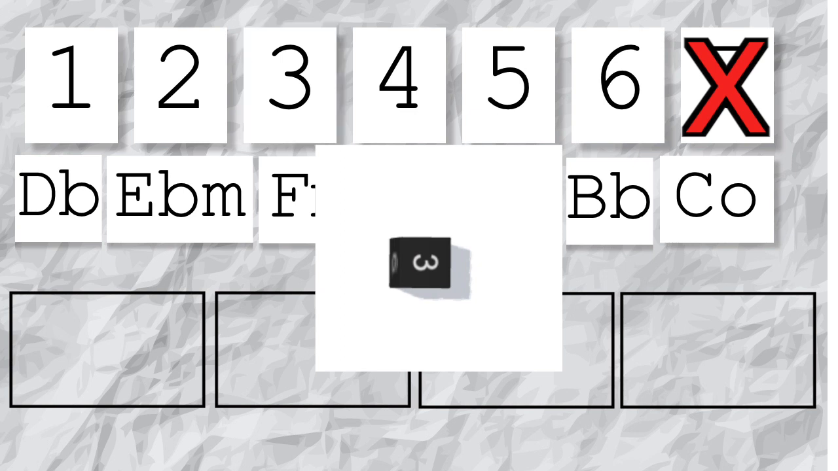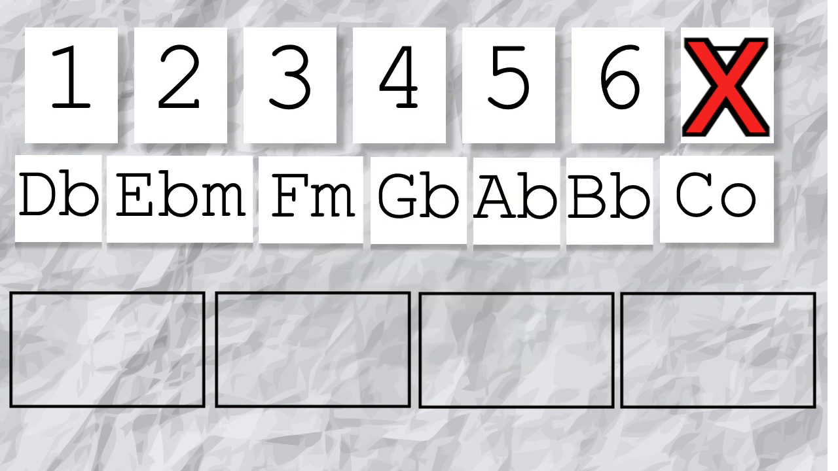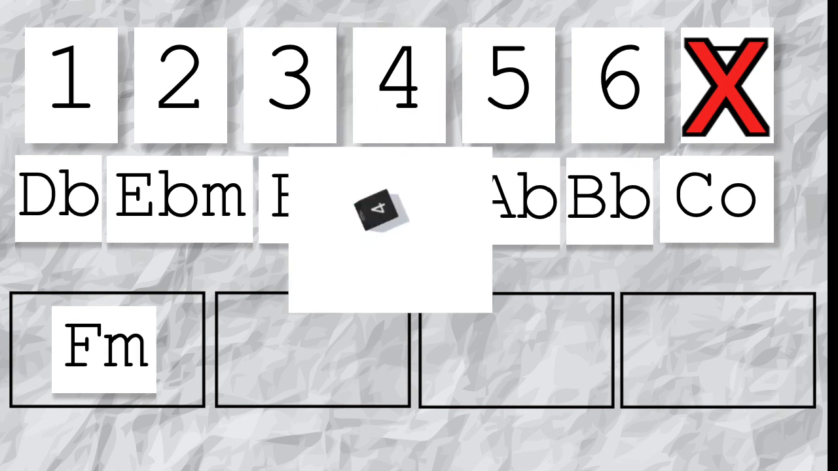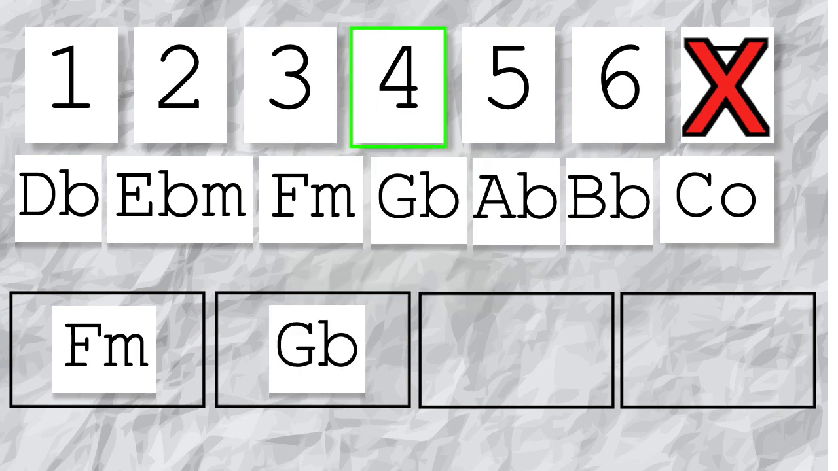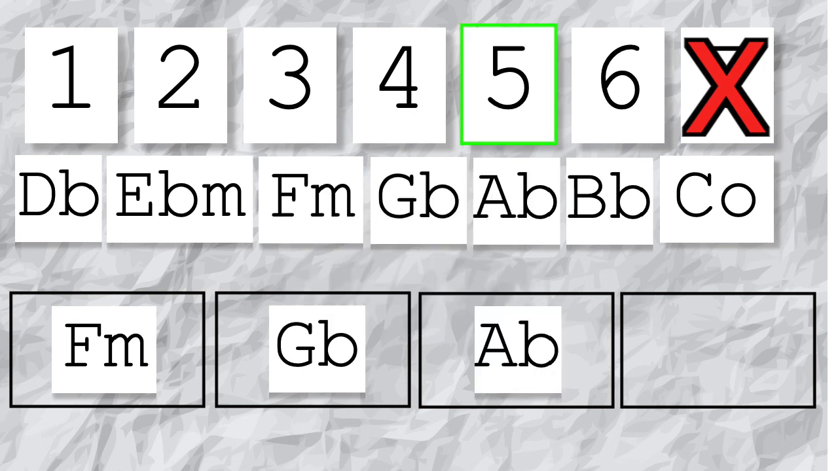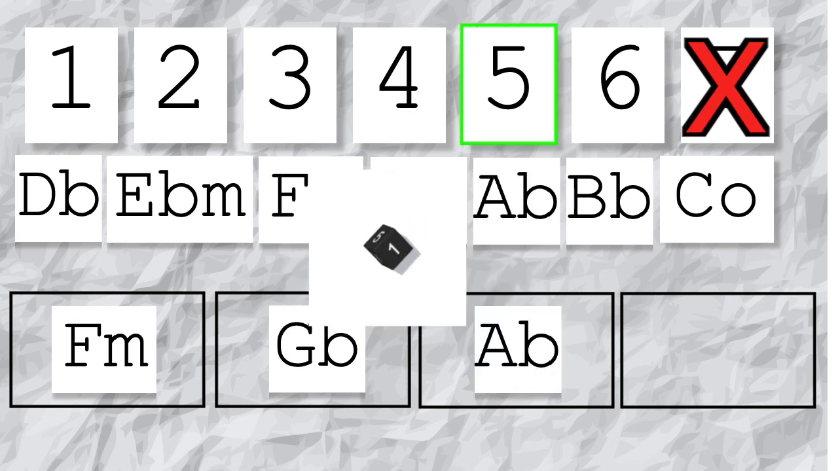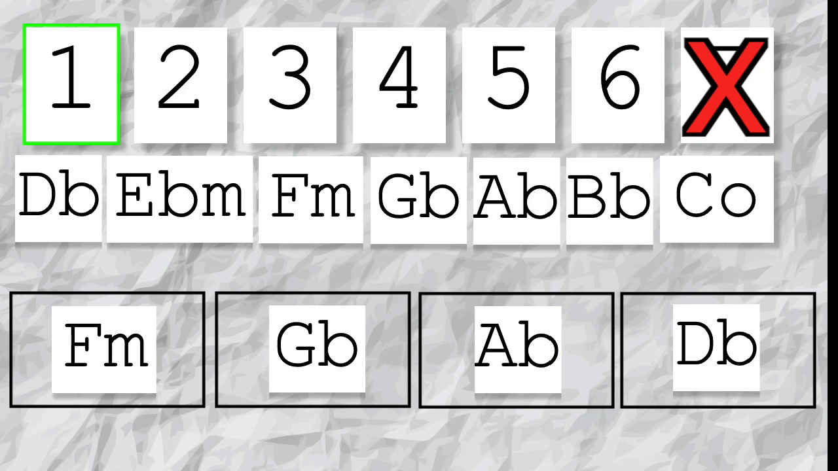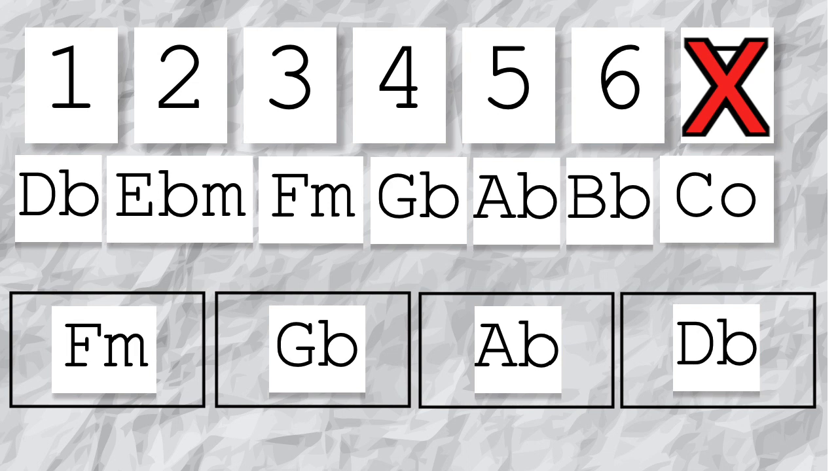Okay, so the first number we roll is 3, and that gives us F minor. Now we have a 4, and that gives us G flat major. The next one is 5, and that gives us A flat major. And finally, we have the 1, which is a D flat major. So that gives us F minor, G flat major, A flat major, and D flat major.